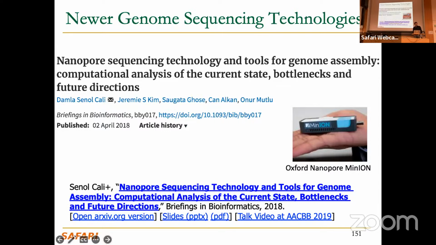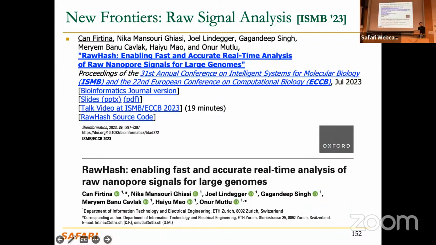So as I said, we are also looking at the newer genome sequencing technologies. For example, the Nanopore sequencing technology is of special interest for us. And previously, in this paper led by Damla, we looked at what the challenges are, what the computational steps are in analyzing the Nanopore sequencing data, and what the potential future directions are for it. We also directly work on this direction.